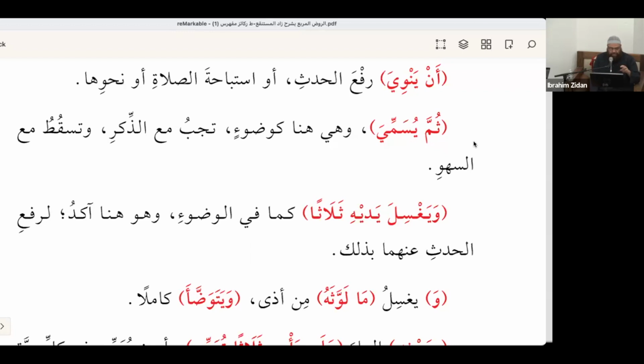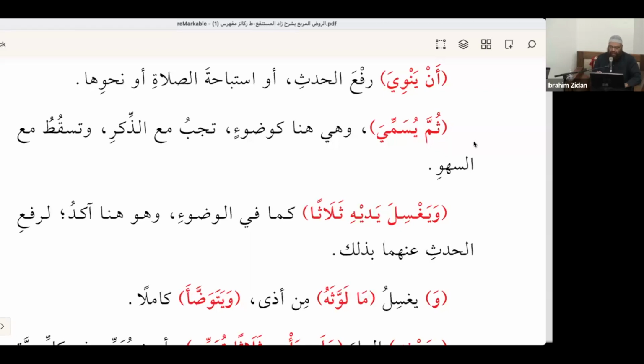But there are some details to this, but again here we follow that for the time being. أن ينوي رفع الحدث أو استباحة الصلاة أو نحوها, or the like of this. ثم يسمي, then to say بسم الله. ثم يسمي, وهي هنا كوضوء. The tasmiyah here is like wudu. We said about the wudu before that it's obligatory if the hadith is sound. So it's like the wudu.